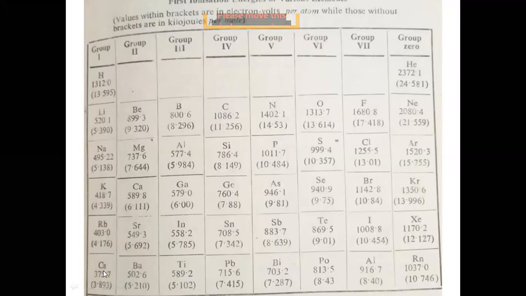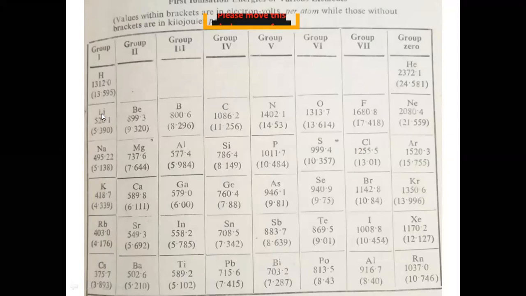So when you move down the group, the size increases. When the size increases, the outermost electrons go far away from the nucleus. Even though the nuclear charge is also increasing, they go far away from the nucleus. Therefore, the outermost electron can be easily removed by the expenditure of a very small energy. That is why when you move down the group, the ionization energy decreases.